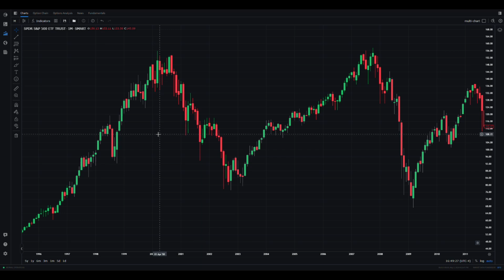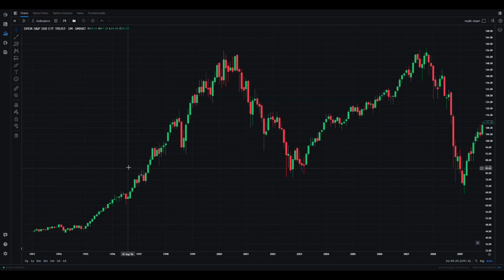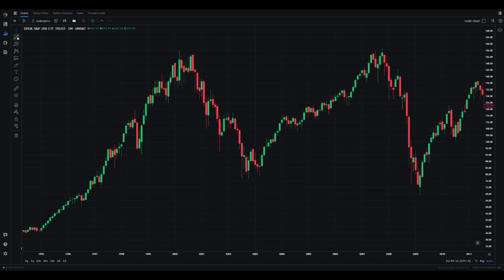Market cycles are the recurring patterns or phases that financial markets go through over time. These cycles are characterized by periods of expansion, contraction, and equilibrium, and they are driven by various economic, psychological, and fundamental factors.